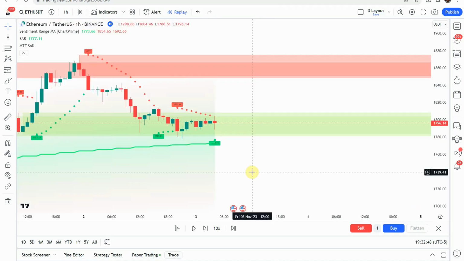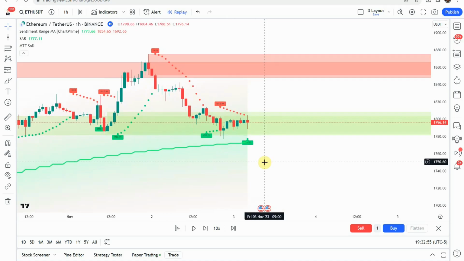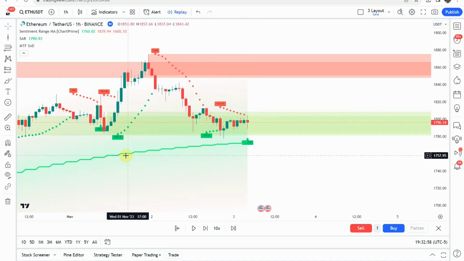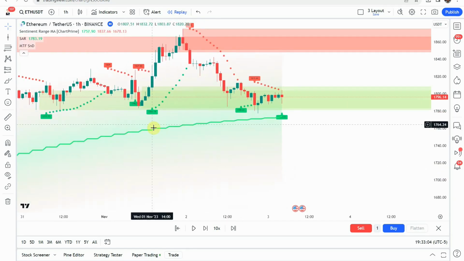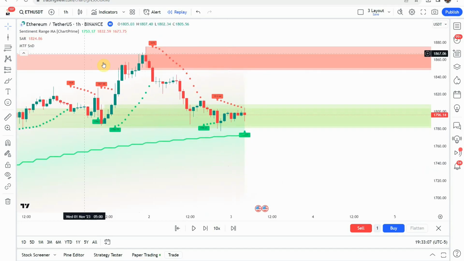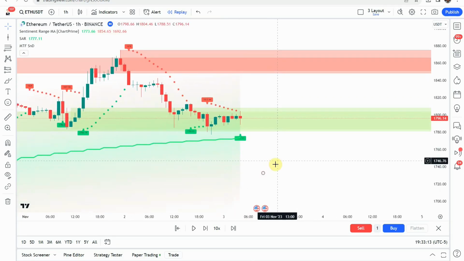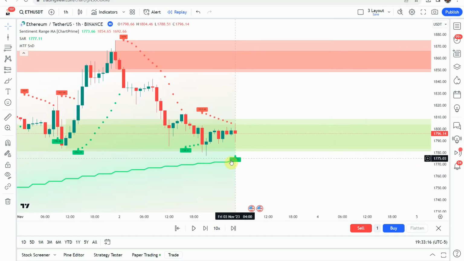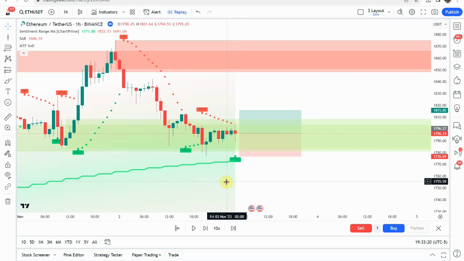Alright, so for a long trade, you are looking for the sentiment moving average to be green, like you see here. You are then looking for price to obviously be trading, well, not necessarily above it. It doesn't matter whether it's trading above it or below it as long as it's green. You're then looking for price to pull back into a supply zone, a green supply zone. You are then looking for the parabolic SAR to give you a green buy tag, like so. And again, once you get that, that's going to be a signal to go long.